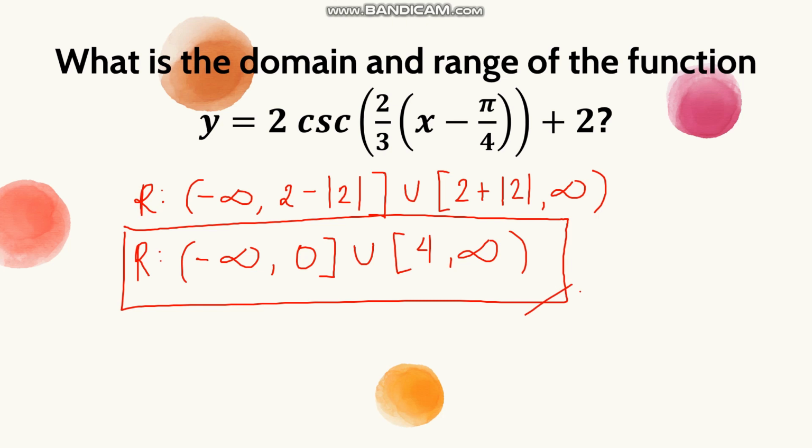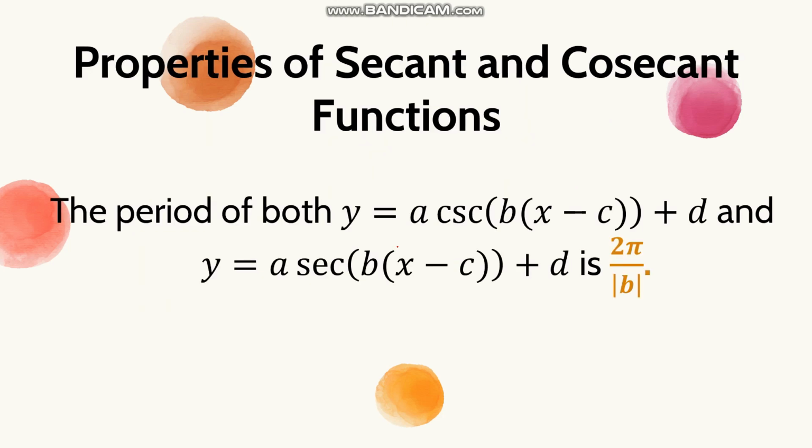So the highest point of the graph below is 0 and the lowest point of the graph above is 4. So that is how you solve for the domain and range of secant and cosecant functions. In secant and cosecant functions, we also have what we call the period. It has the same concept as with sine and cosine. For both the cosecant and secant functions, in order to solve for the period, we just have to use the formula 2 pi over absolute value of b.